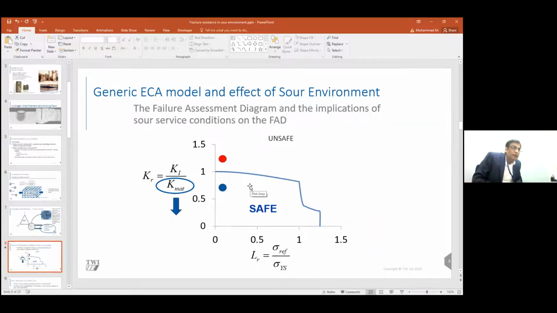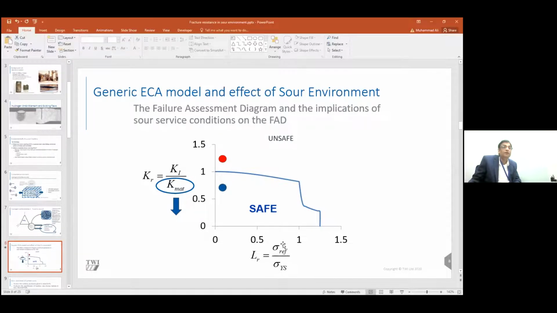Those who have a background in fracture mechanics are familiar with this diagram. This is called the failure assessment diagram. But for those who do not have much interest in fracture mechanics, this is a diagram between two parameters. The first parameter is called the fracture parameter. The second parameter is called the loading parameter. The fracture parameter is the ratio of applied stress intensity factor to the fracture toughness of the material, while the loading parameter is the ratio of the reference stress and the yield stress.